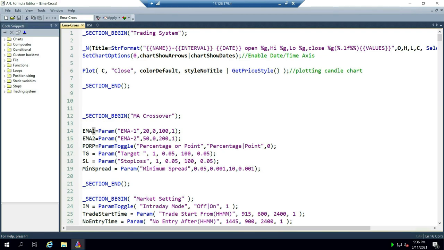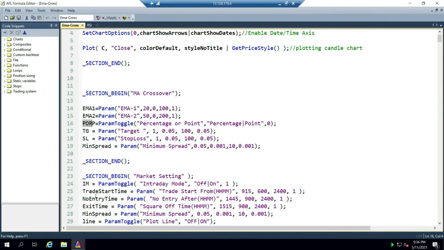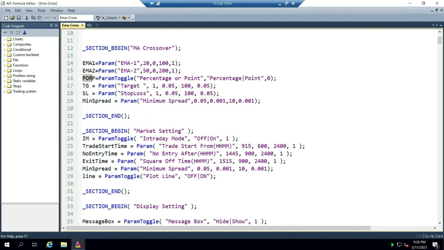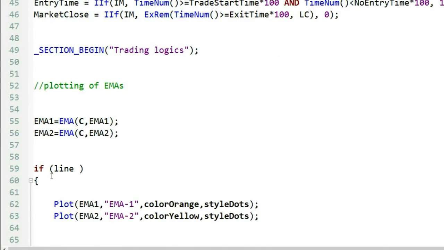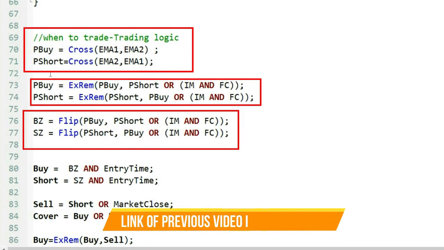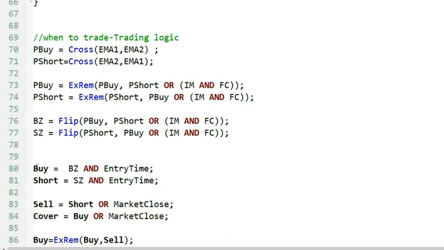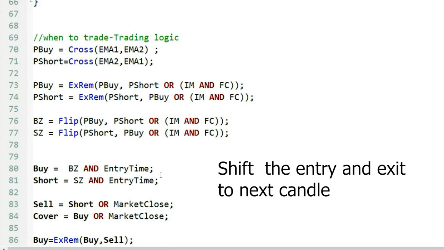This is the AFL that we have developed in the previous video. We have taken EMA1, EMA2, points or percentage option, target, stop loss. Then we have done intraday mode, trade start time, no entry time, exit time, FC rule, LC rule, entry time, market close. We have also plotted EMA1 and EMA2. Then we have taken P buy, P short, XREM, flip, and then directly given buy and short. Now if you have buy and short written in such a way, and you know that because of the indicator the repainting nature is caused, one way, as I said, is to shift the entry and exit to the next candle.